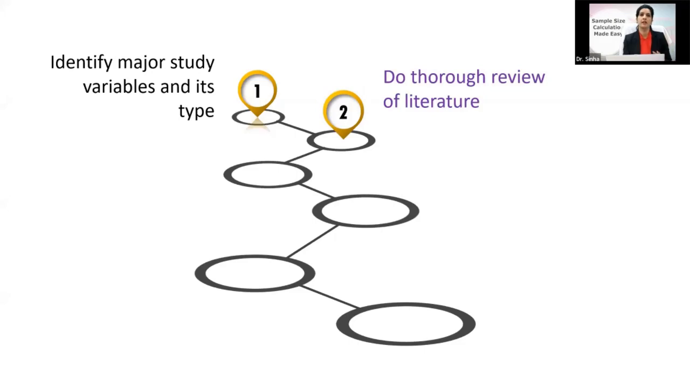And then based on that, we do a thorough literature review. Why do we do the thorough literature review? Because we want to have an estimate from the previous studies, which we will see how to do.